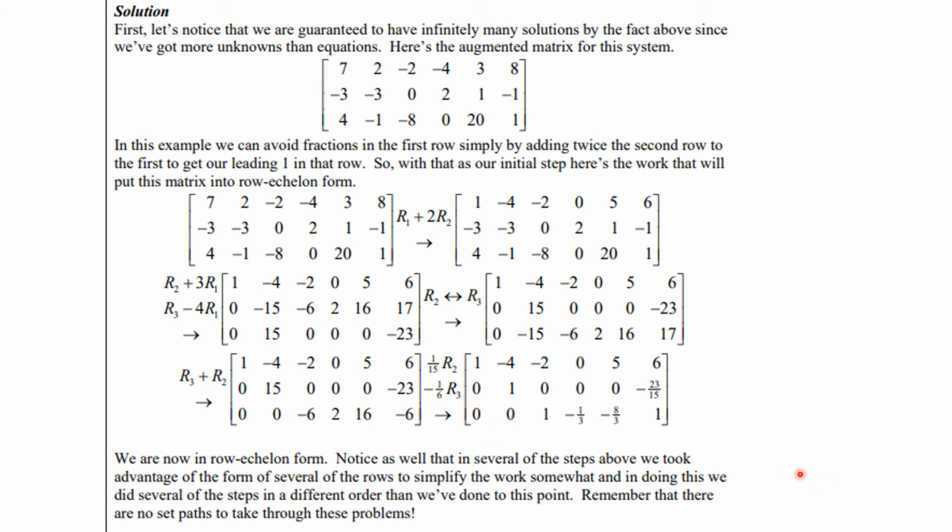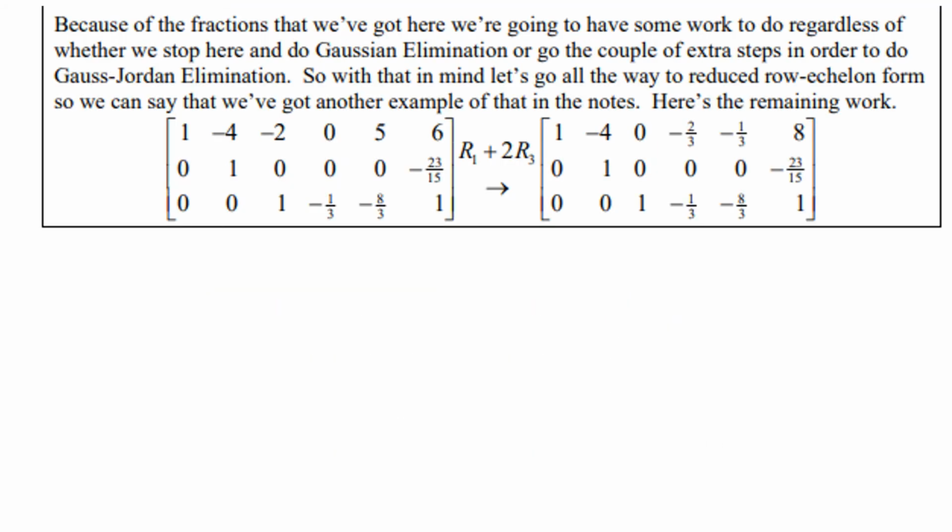Okay, so now what we're going to do is take advantage of the fact that several of the rows simplify our work. And so we're going to work backwards to find the solution. And so we do some more, and we end up here with this. So here's the remaining work. So we have this value. Now, what we know is that this tells us that x2 is minus 23 over 15.